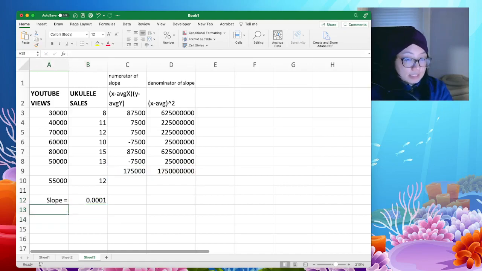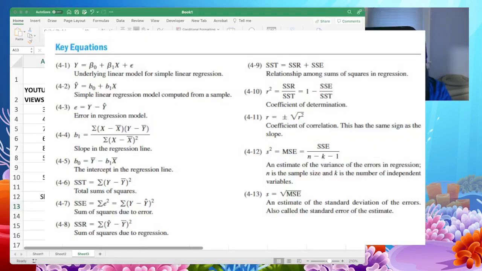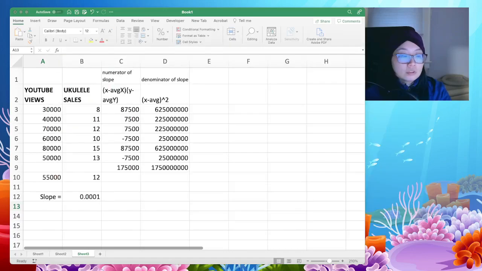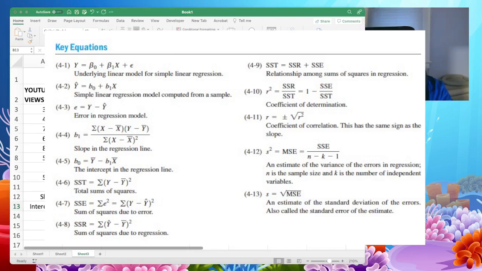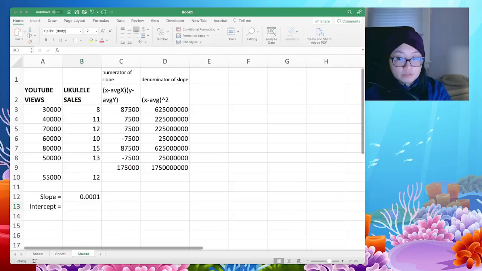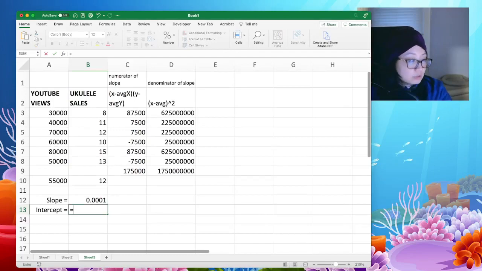What we have next in our equations, just to bring that page up again, we have b of 1, which is slope, and now we have b of 0 that we can calculate because we have b of 1. So going back here, intercept equals, and here the formula is y, average y, minus the multiplication of the slope with the average of x. So let's calculate that using the formula, average of y.